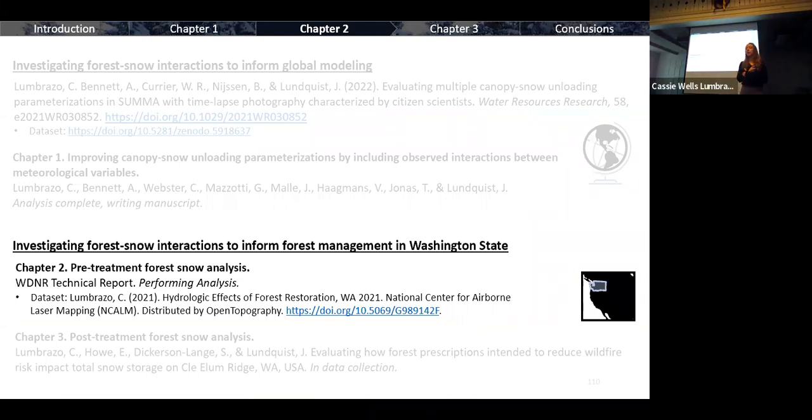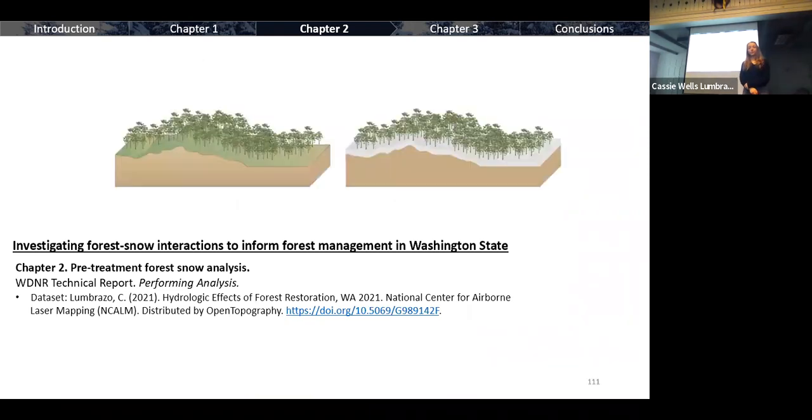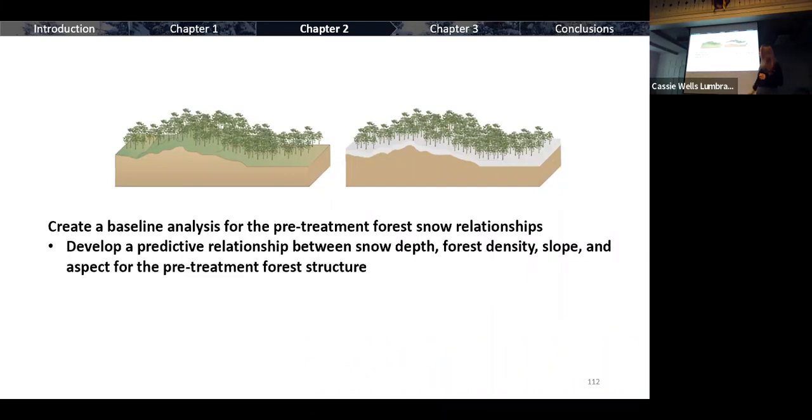And I want to now tell you guys about how I'm going to build 2 chapters out of this and where this work is going. These are examples of our really dense forests before any forest prescriptions take place. So we have a lot of dense forest and some amount of snow accumulation in the forest. The first part of this work, chapter 2, is we're going to look at the pre-treatment snow situation. And this work is funded by Washington DNR.